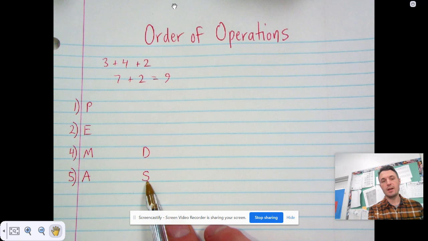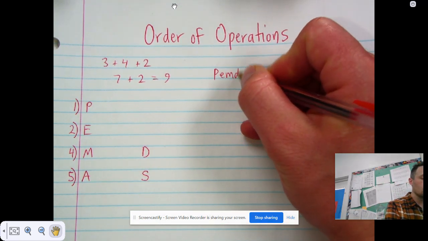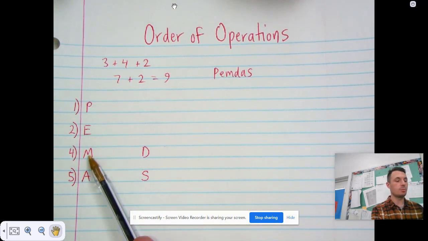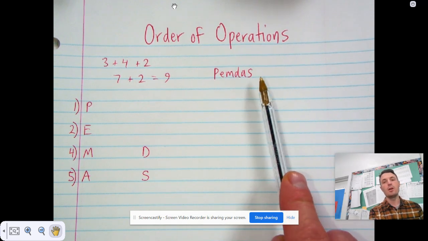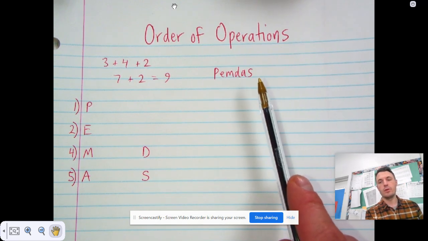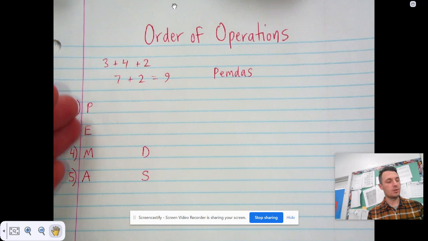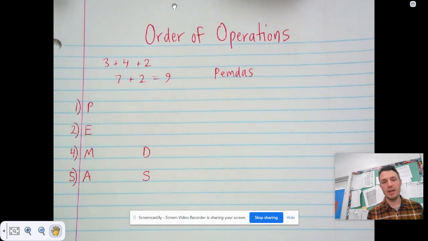Another way of remembering this is just spelling it all out as a word, PEMDAS. So you can use please excuse my dear Aunt Sally, or you can use PEMDAS. They both mean the same thing. Whichever one of those helps you most, use that. So what do each of these letters, the P, E, M, D, A, and S, what do they all stand for?